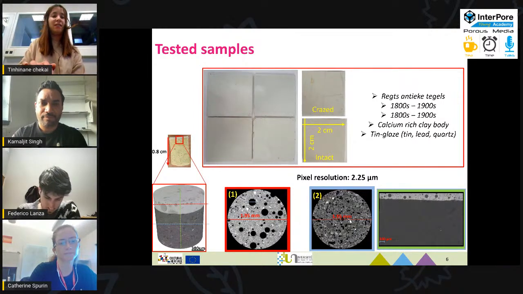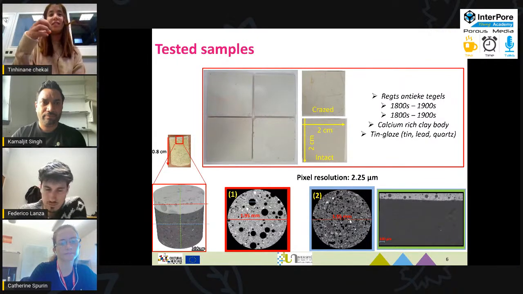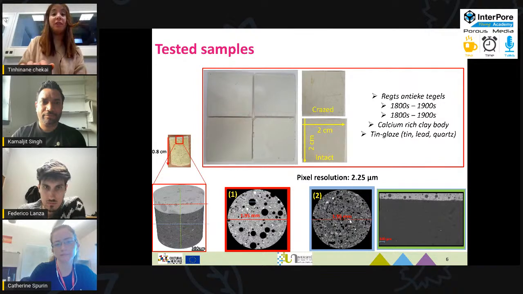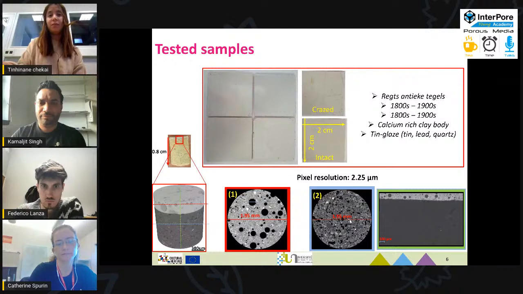As we can see, the glaze has these big pores that are disconnected, but actually they are caused by the manufacturing process. It's just air that was trapped in the glaze. And we have the clay body, which appears very heterogeneous.